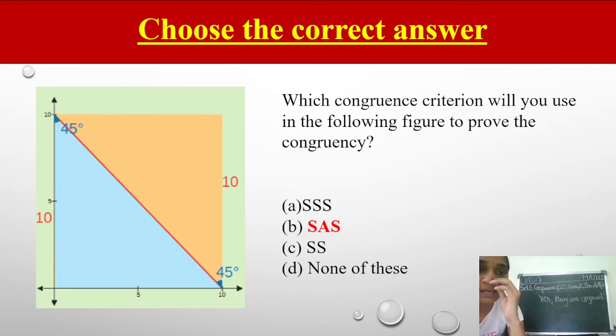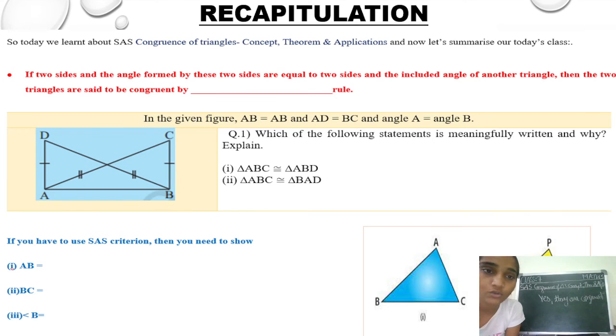So students, what have we studied in our today's class? Yes, today we have learned about the congruence of triangles, which is SAS congruence of triangles, its concept, theorem and application. So students, if two sides and the angle included between them in one triangle are equal to the two sides and angle included in another triangle, then the two triangles are said to be congruent by which rule? Very good, by SAS rule.